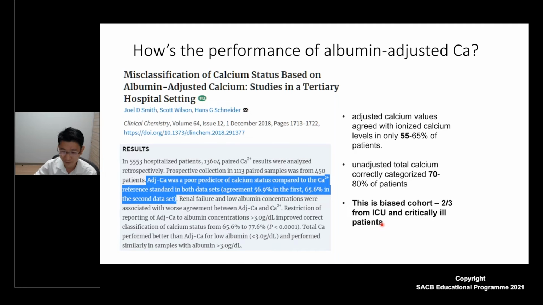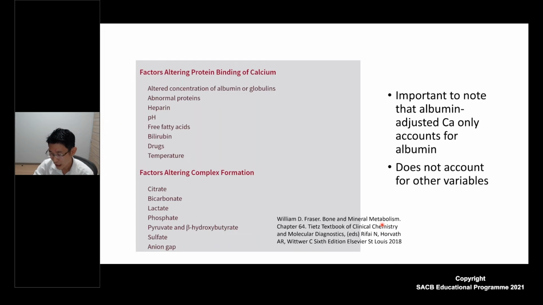But for the general well patients, maybe it's more accurate. For these acutely sick patients, adjusted calcium may not be a very good idea. This is because our albumin adjusted calcium, as the name suggests, only accounts for albumin. It doesn't account for other factors. There are other abnormal proteins and free fatty acids that may disrupt the ionized calcium.